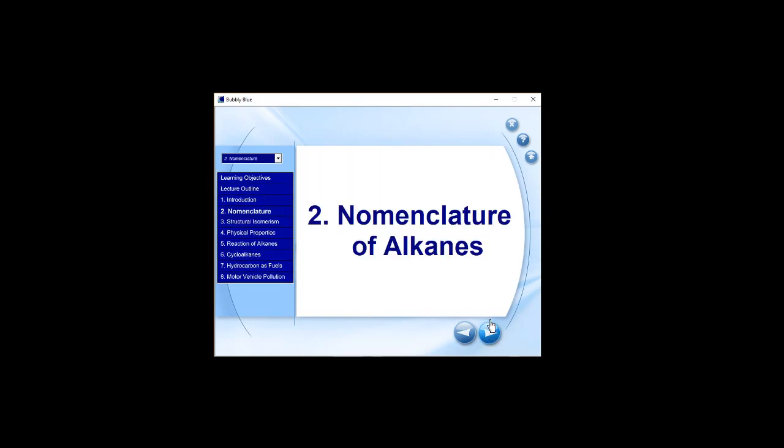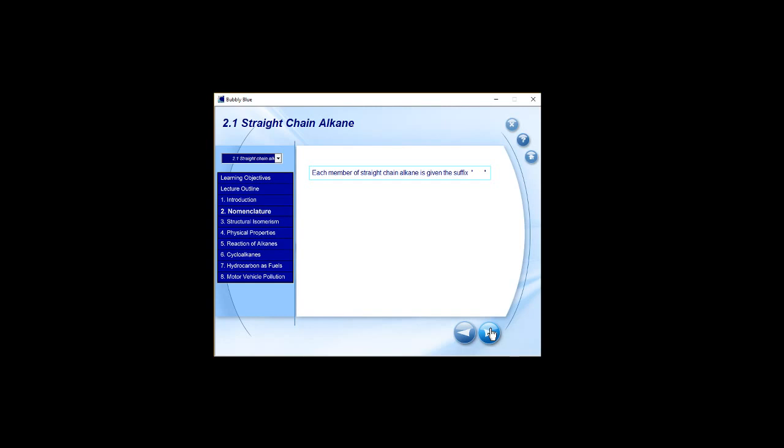Next, we're going to understand how alkanes are actually named. In the alkane family, each member of the straight chain alkane is given the suffix -ane. I'm sure you have learned that CH4 is known as methane. The second member, C2H6, is actually known as ethane. And the third member, C3H8, is known as propane.